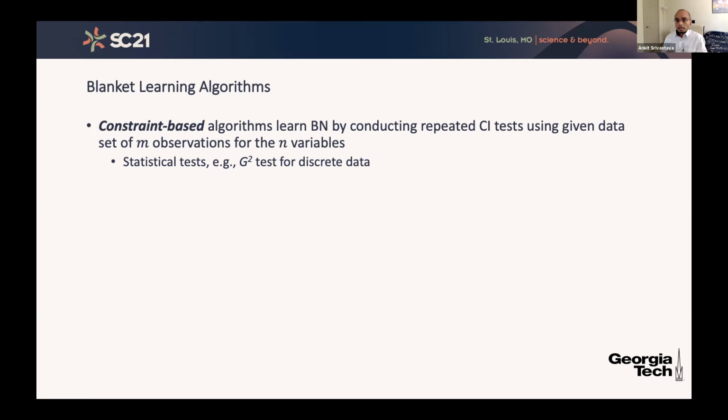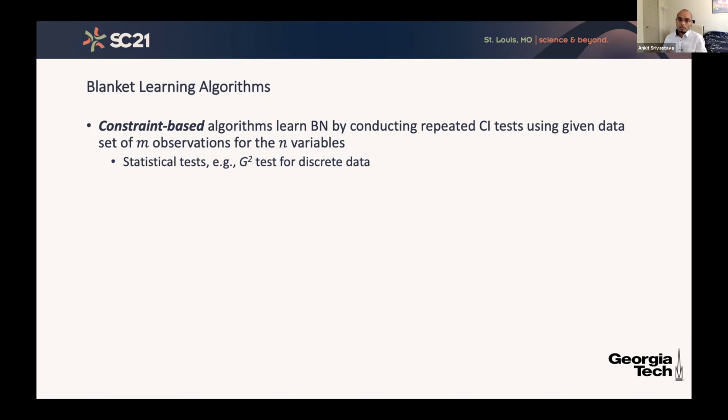That is done by conducting statistical tests using a given data set of some observations for the given variables. We denote the number of variables by n and the number of observations by m. And in this paper, specifically, we looked at discrete data sets.